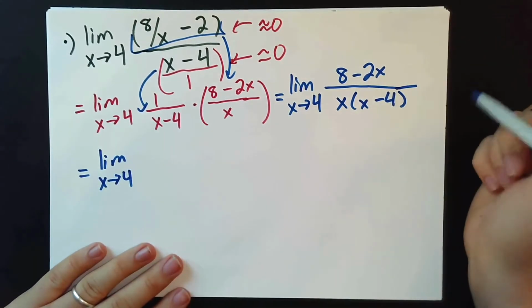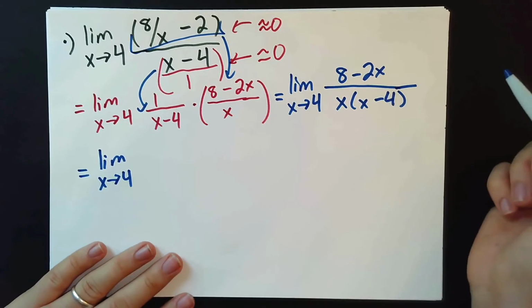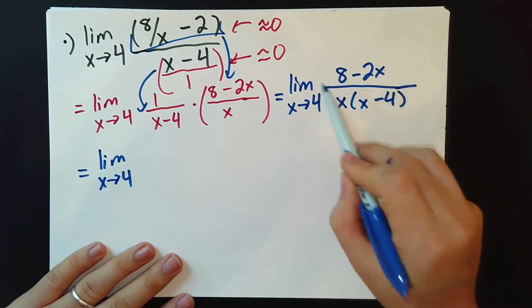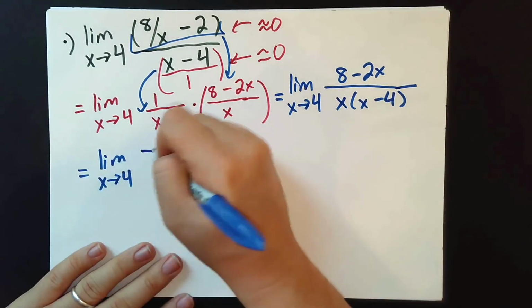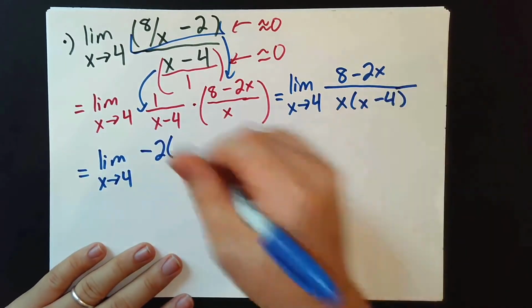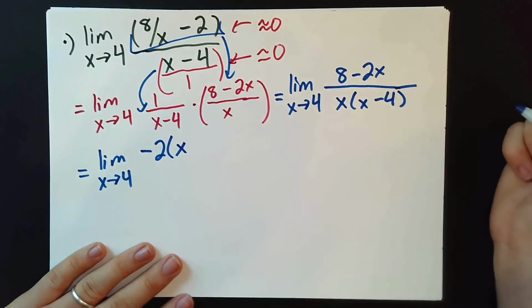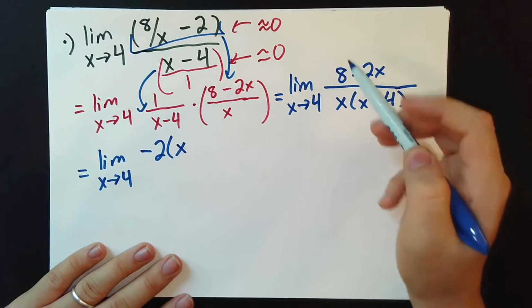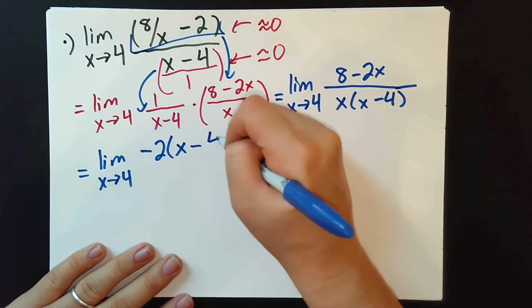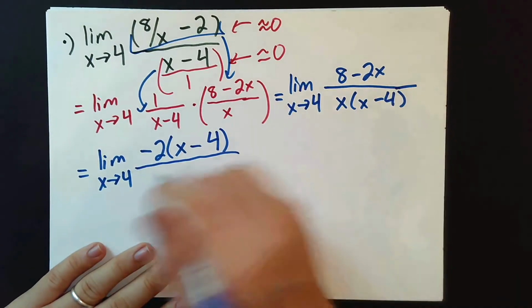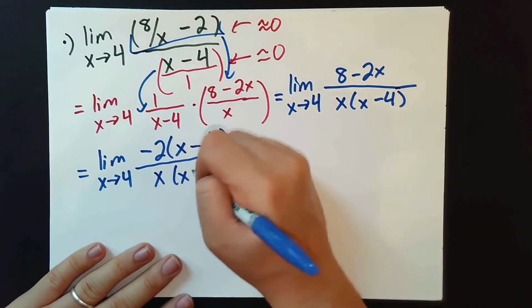Okay, now I do have to try and do some factoring. Namely, it would help me if I factored a minus 2 out of the numerator here. If I factor a minus 2 out of a minus 2x, I'm left with an x. If I factor a minus 2 out of an 8, then I'm left with a minus 4. Okay. And that's all divided by x times x minus 4.